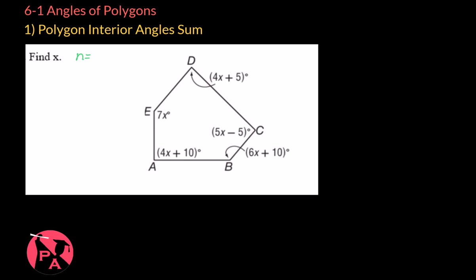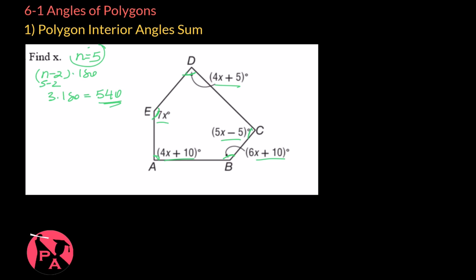So let's start over. If n equals 5, remember the formula, n minus 2 times 180 is going to be the sum of all these angles. This one plus that one, plus this, plus that, plus this. So now that I know n equals 5, I can plug it in. 5 minus 2 is going to be 3. Times it by 180. So we will get 540 degrees. So this number is going to be the sum of all these values. You're going to add them all together and then set it equal to 540 degrees.